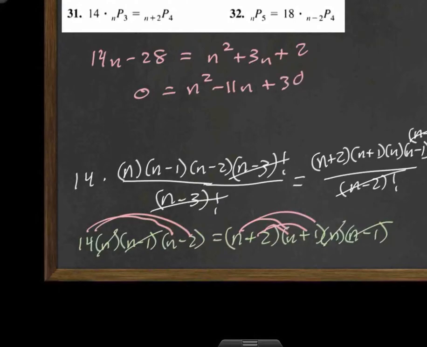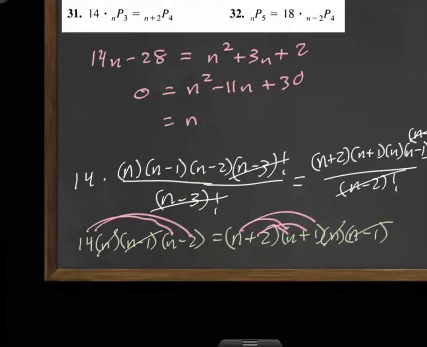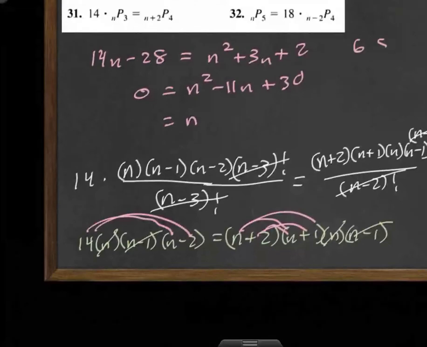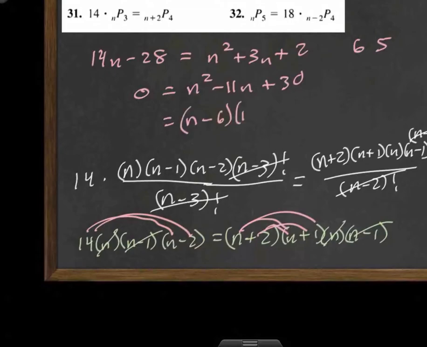All right, so that means we're going to go, oh man, can I still factor this? So what times what gives me 30? We have 6 and 5, which won't add to 11. Oh, they're both negative. Okay, 6 and 5. So our answers: n equals 6 or 5. Shebang-a-dang.